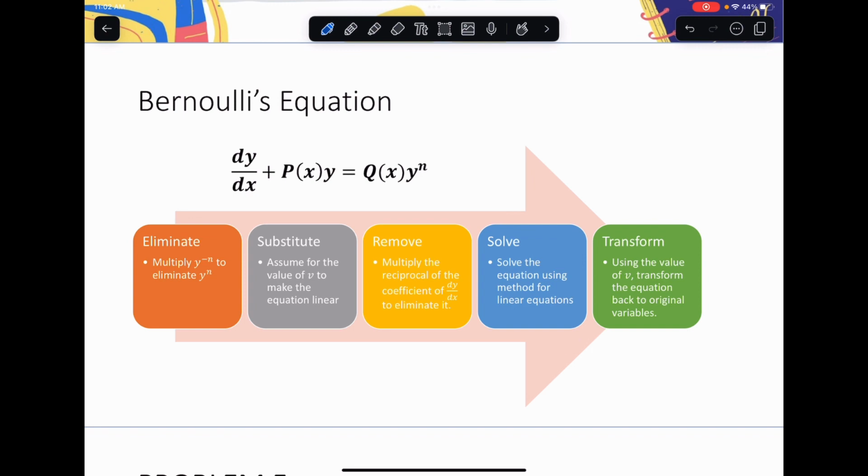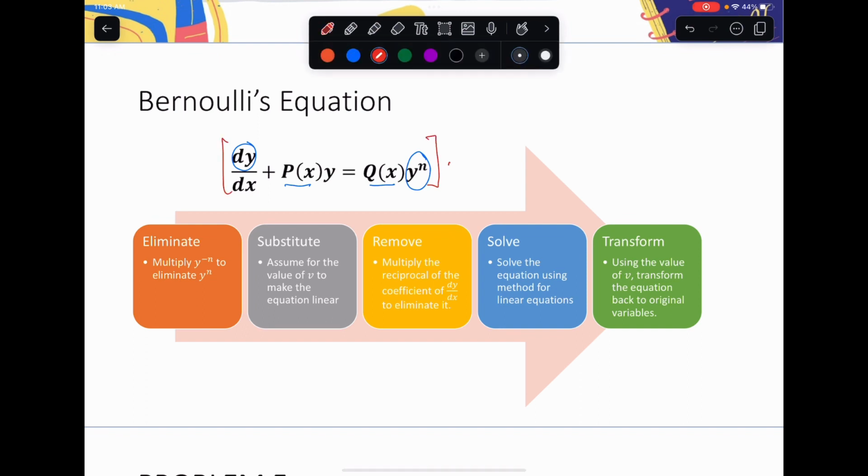If the dependent variable is y, then we have the p of x and the q of x. And on the right hand side of the equation, we have this y raised to n. The idea for the Bernoulli's equation is to transform the equation into a linear equation. To do that, we need to eliminate y raised to n. So our first step will always be to multiply this by y raised to negative n.